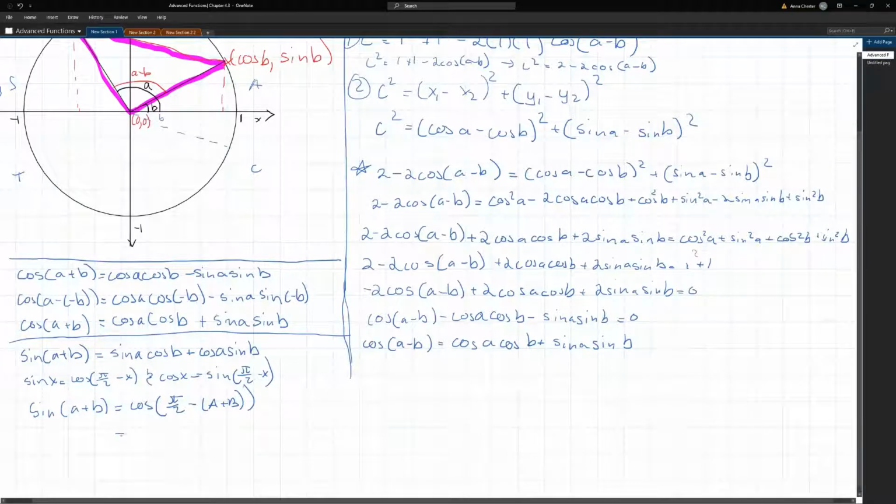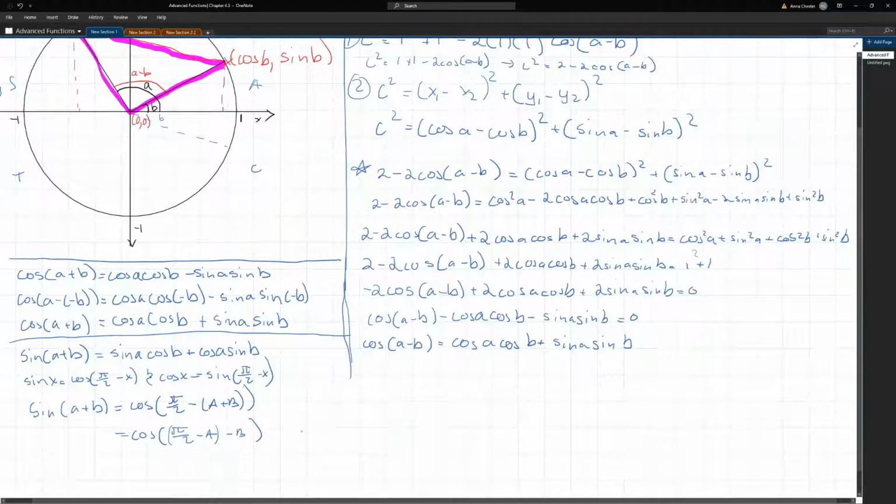So this actually equals cos, and then let's take out the brackets, and we would get pi over 2 minus A minus B. You could put brackets around this, because now what we're dealing with is this formula once again. So we're using the cosine formula for compound angles. So let's do that.